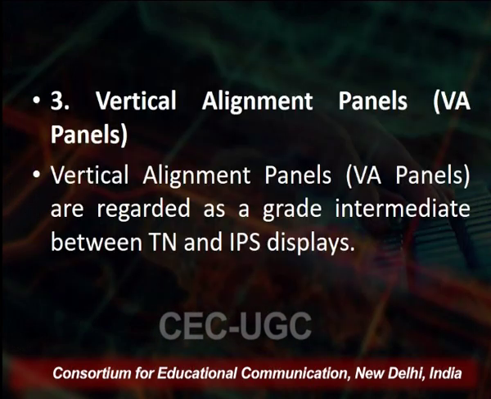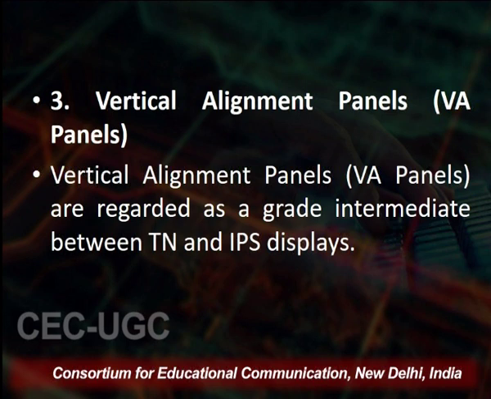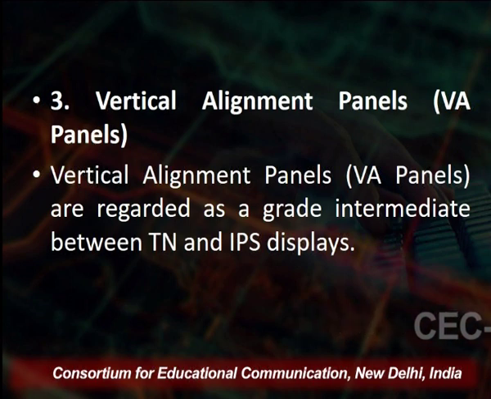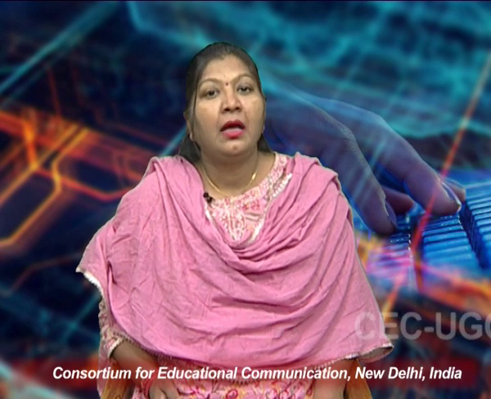So, the next type of panel is the vertical alignment panel, the VA panel. Vertical alignment is regarded as a grade intermediate between the TN and IPS display. These vertical alignment panels are seen to be a good compromise between in-plane switching panels and twisted nematic technology. So, it is a technology in between these two technologies. When compared to the TN displays, this type of panel has superior color reproduction as well as the best viewing angle.